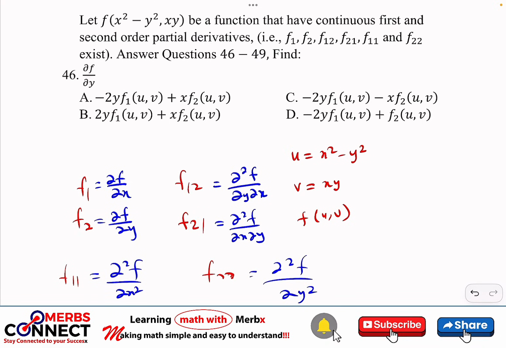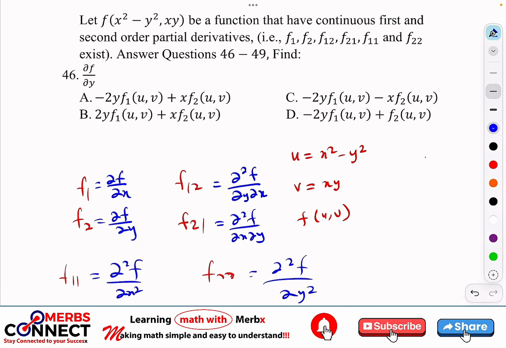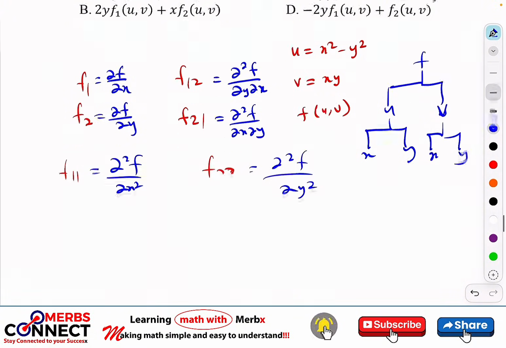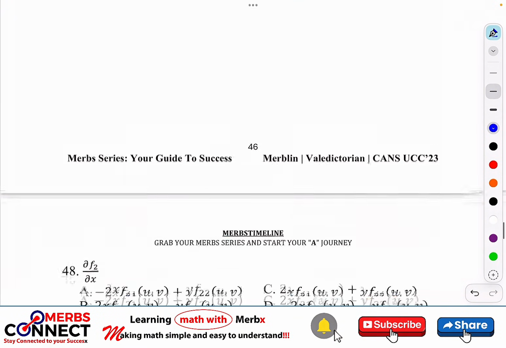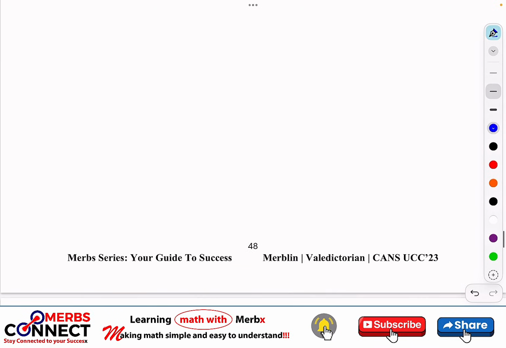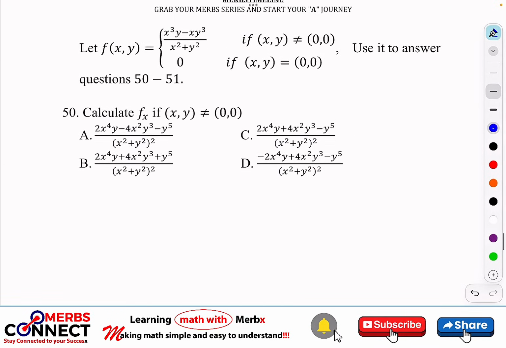Use the tree. Let me draw the tree for you. This depends on you. I think we've done this before, up there. So finish with 47, finish with 48, finish with 49, and now let's begin with 50.